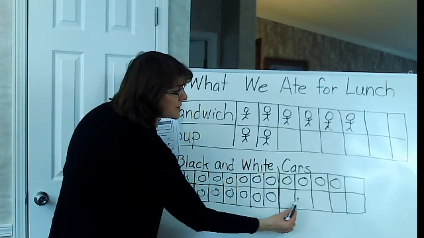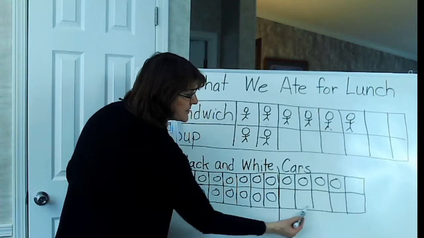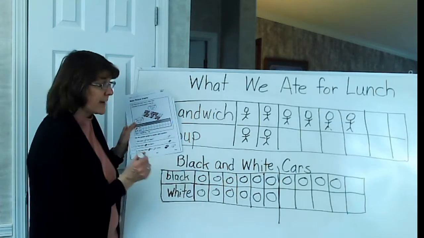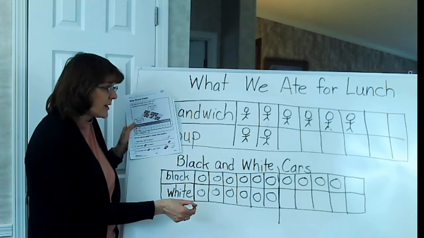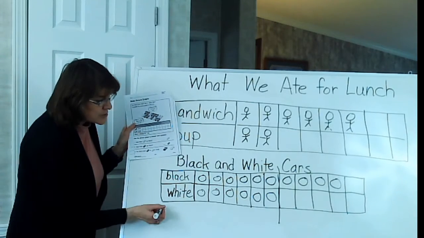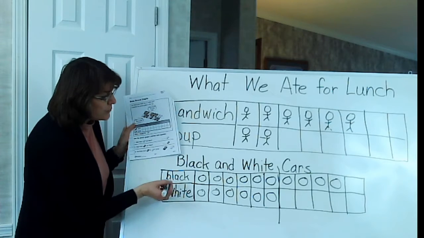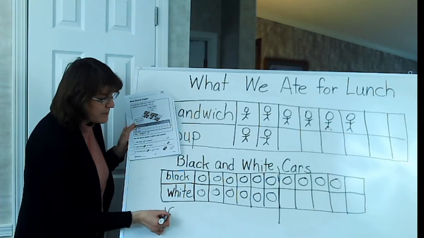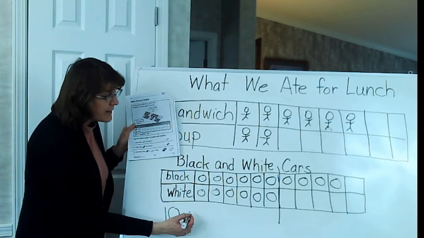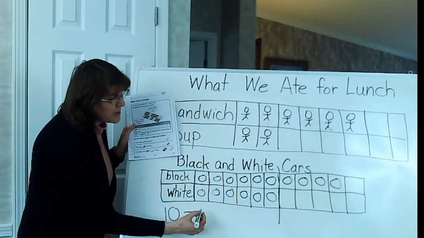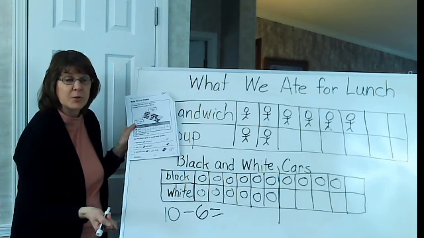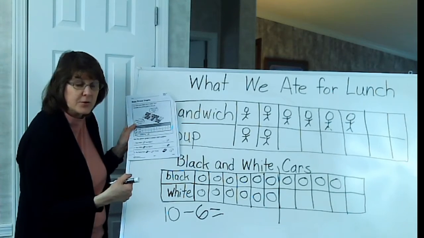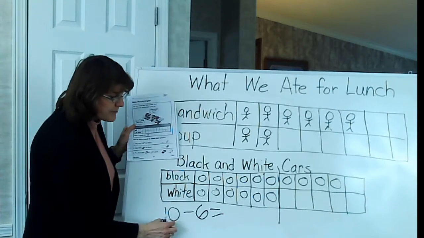And we would see there's 1, 2, 3, 4 empty down here. So there are 4 more black than white cars, or 4 fewer white cars than black. Or we could have shown it as a subtraction problem. We start with a bigger number that we're comparing, which is the 10 for black. We subtract the smaller number, which was 6 for white. We can use our number lines or count on our fingers, count backward from 10.